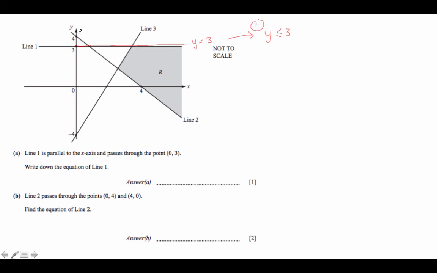We said that the equation of line 2 was y equals minus x plus 4, and this time the region is higher than that line. So another inequality would be y is greater than or equal to minus x plus 4. And then the last line, line 3, we said the equation was y equals 2x minus 4, and this time the region is below that line. So we'd write it as y is less than or equal to 2x minus 4. So those are your 3 inequalities.